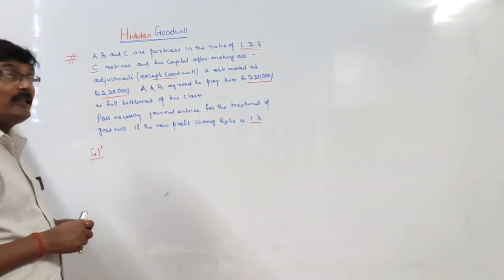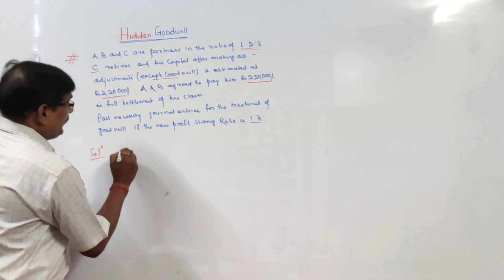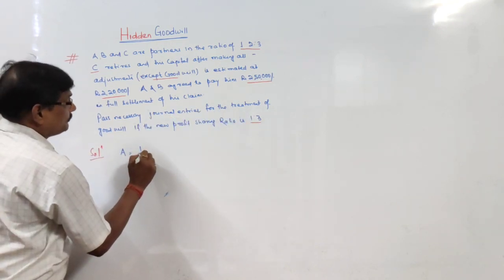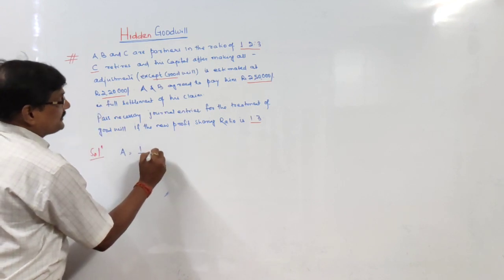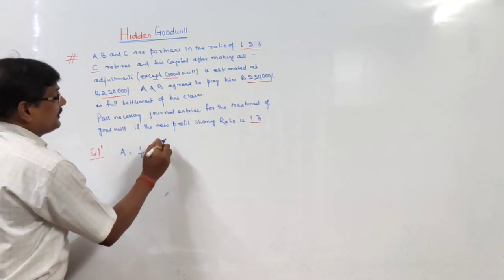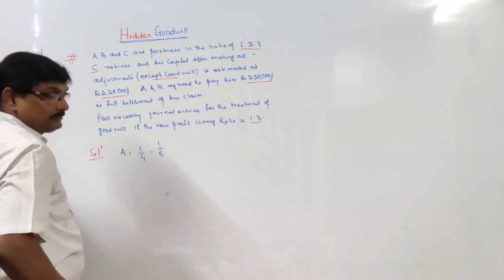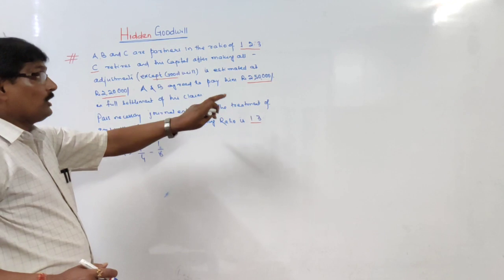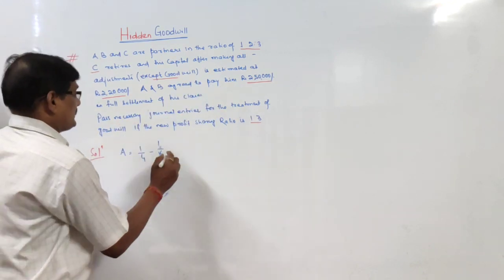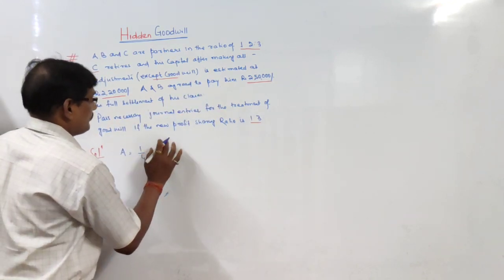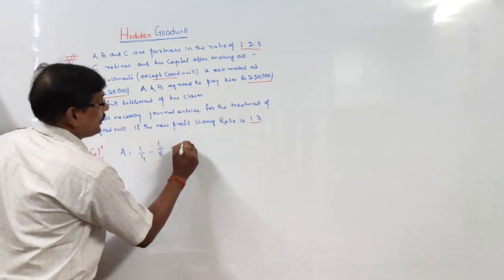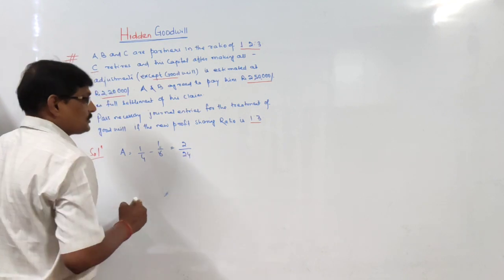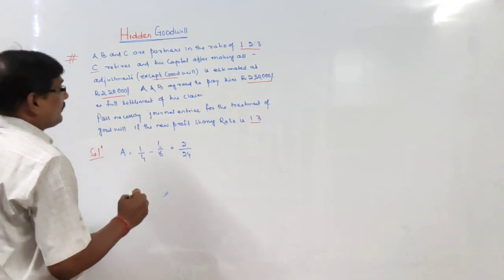First of all, calculate the gaining ratio. Now you see, A is getting 1/4 at present, and that is the new ratio, and A was getting 1/6. Means he is gaining 2/24. That is 1/12. Right?